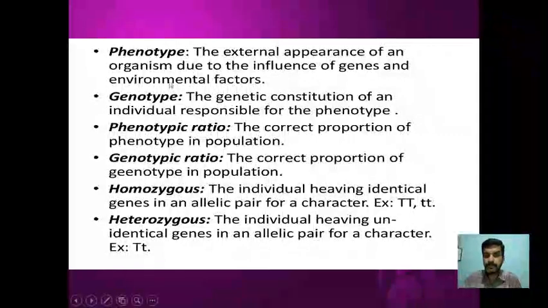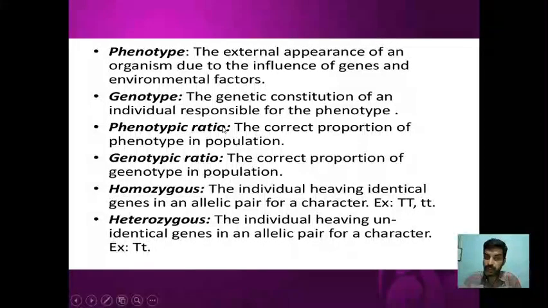Then comes phenotype. It is the external appearance of an organism due to the influence of genes. So genes are controlling the phenotype. The visible trait is considered to be the phenotype, and environmental factors also affect the phenotype of an organism. Then the other term we use is genotype. It is the genetic constitution of an individual responsible for the phenotype. That is what is called genotype.